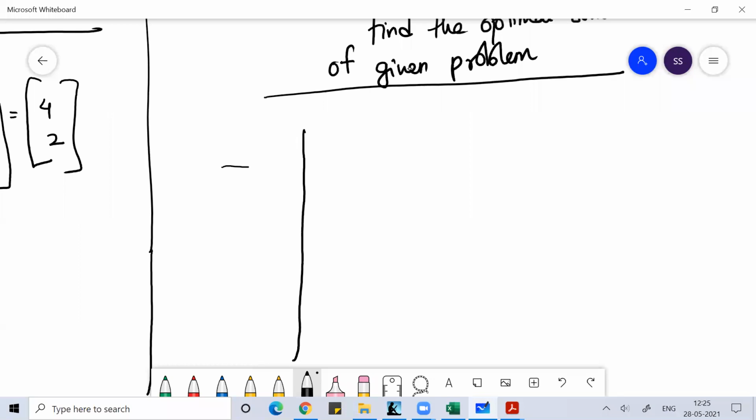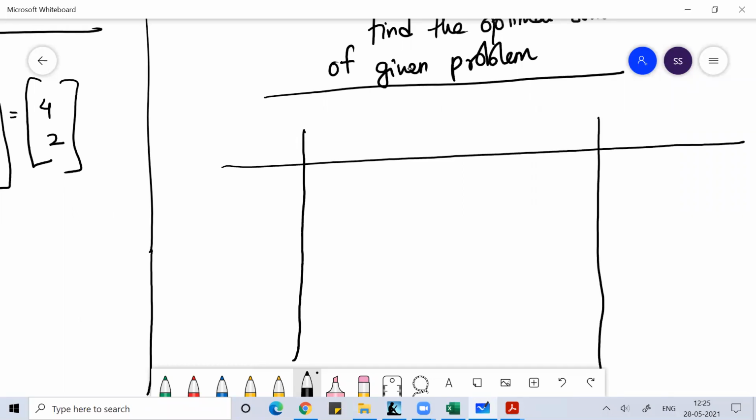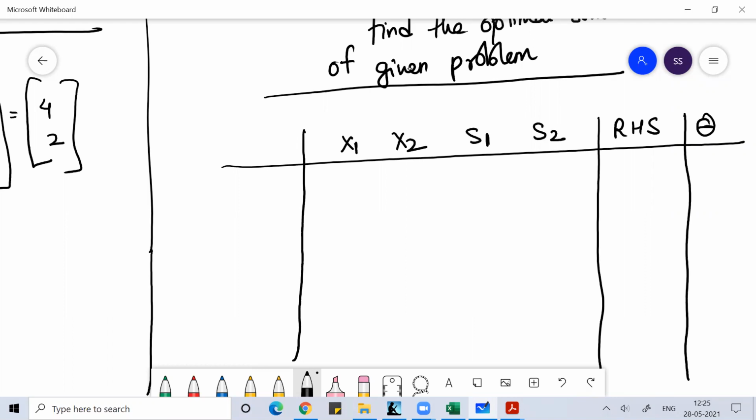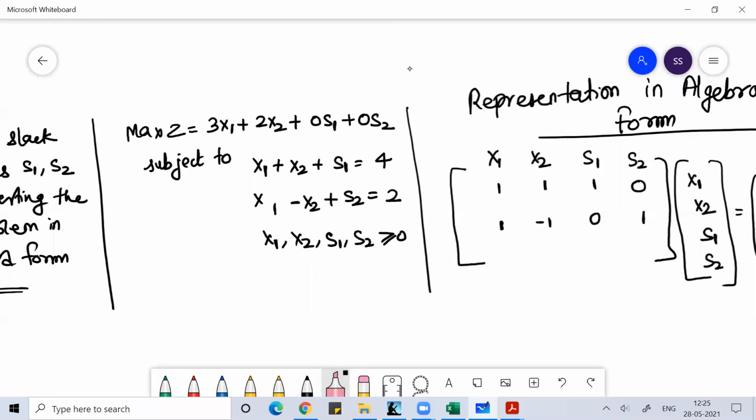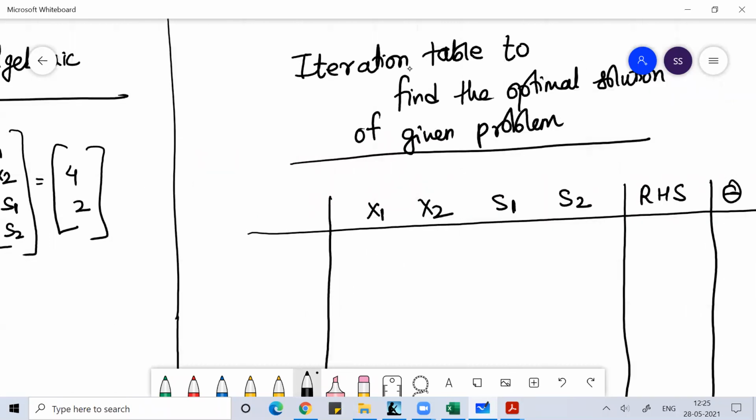So in order to work on the iteration table, you'll draw the iteration table like this. This is RHS. This is theta. Here you'll write x1, x2, s1, s2, all the variables. What is the coefficient of x1, x2? You can see the coefficients, that is 3, 2, 0, 0.